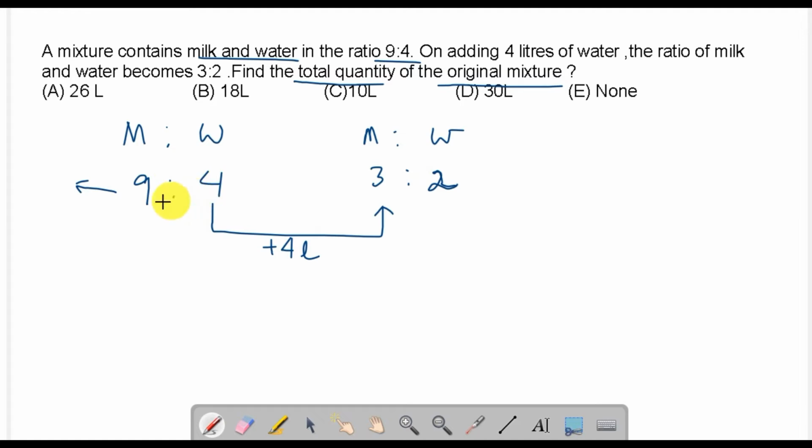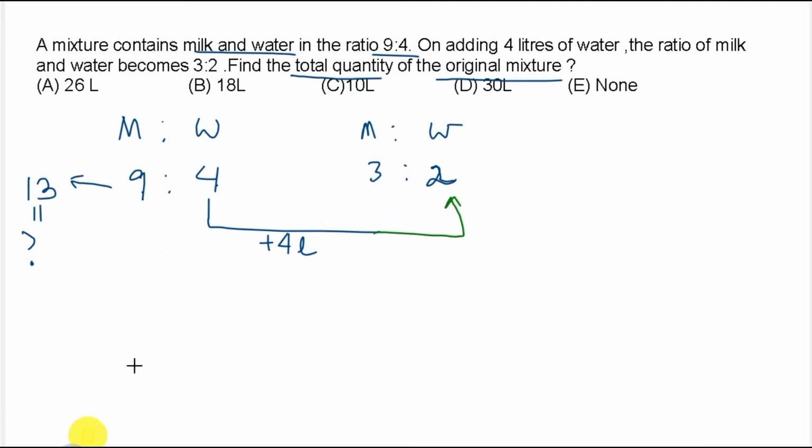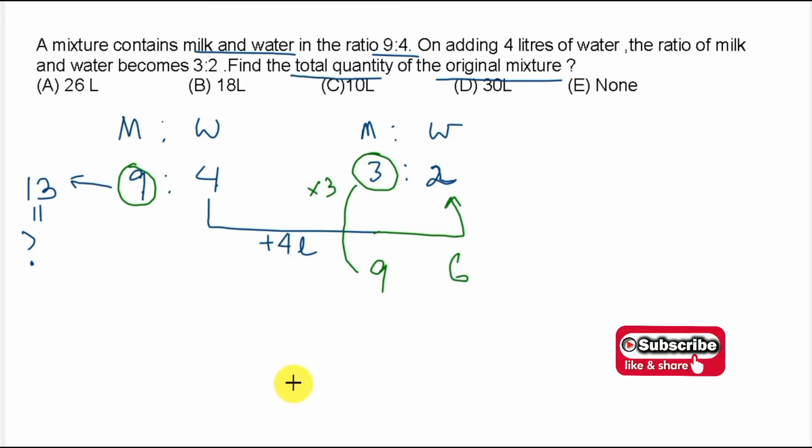What is the original total here? 9 plus 4 is 13. So the question is asking what 13 is in real terms. No milk is added, so there is no change in the milk. What is the milk value here? 3. What is the milk value here? 9. Since there is no change in the amount of milk, we have to make it 9, so we multiply by 3. 3 into 3 is 9. Now the water becomes 6.